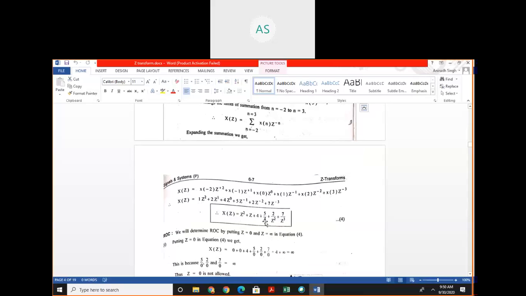And if we change the limit from n equal to minus 2 to n equal to 3, and substitute the value of n and expand this summation, we get x of z is equal to this, and after simplification we get x of z is equal to.